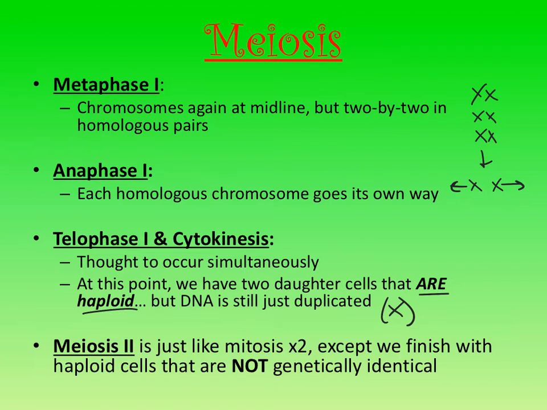And then meiosis 2 is really just like mitosis. Each of the daughters from meiosis 1 is now going to divide again, but it looks a lot like mitosis. The difference being that we'll finish off with haploid cells that are not identical to each other, but different because of that crossing over that we did during prophase 1.